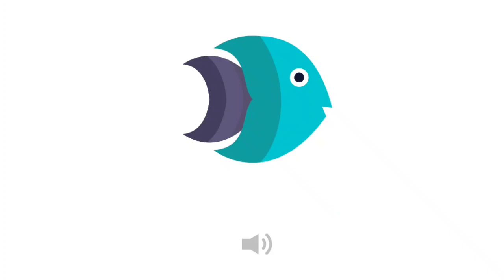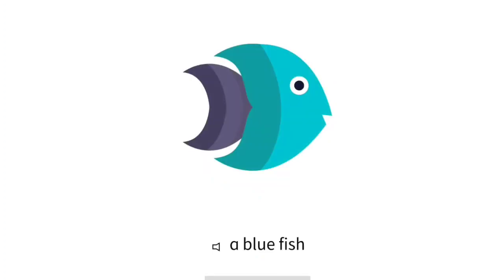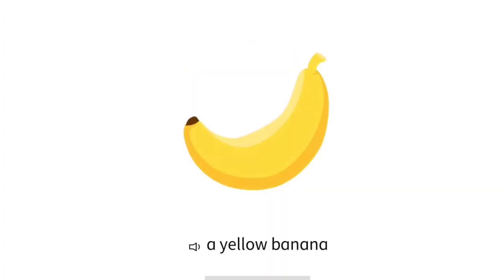Dear students, let's practice the blue and yellow color. Repeat after me. This is a blue fish. This is a yellow banana. A blue fish. A yellow banana.